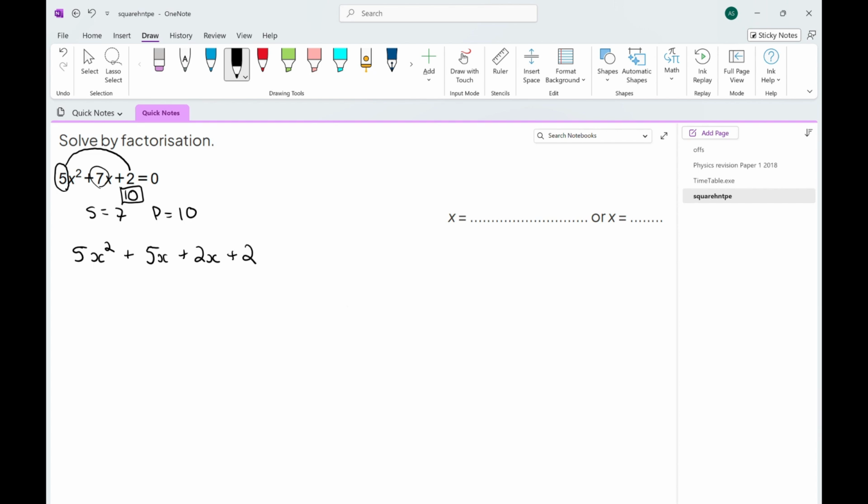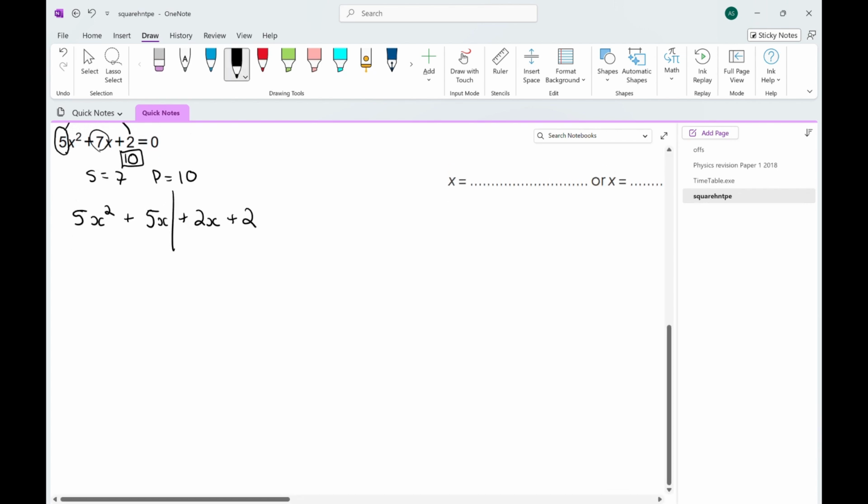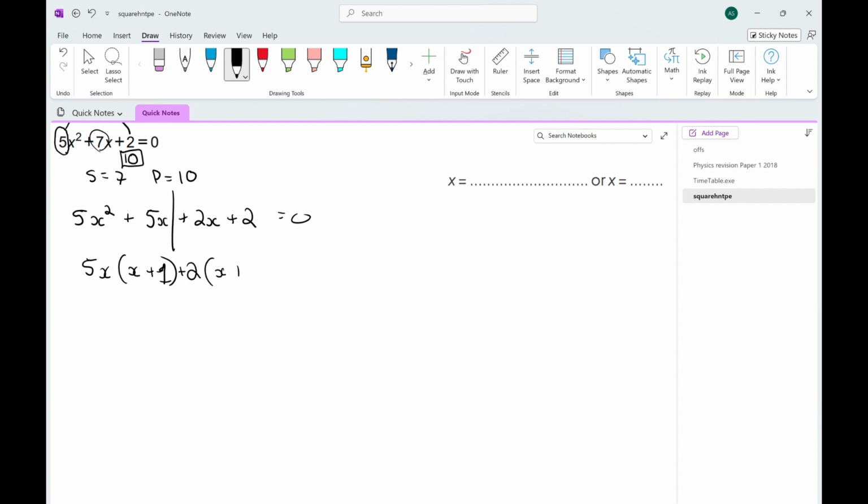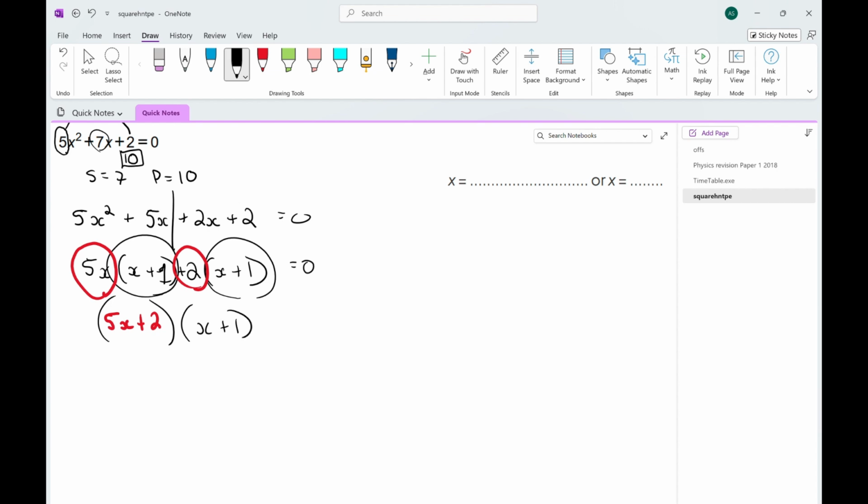We go back to our 2, which was at the start of the equation. What we need to do now is split this equation in half and factorize both sides. Here we take out 5x, giving x plus 1. And here we take out 2, and we get x plus 1 again. Make sure that these two brackets are the same, because that is going to be one of our factorized forms. The other factorized form is going to be these starting two numbers. So we get 5x plus 2 and also x plus 1 equals 0.